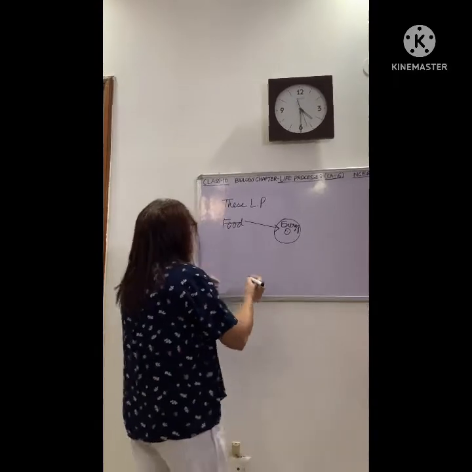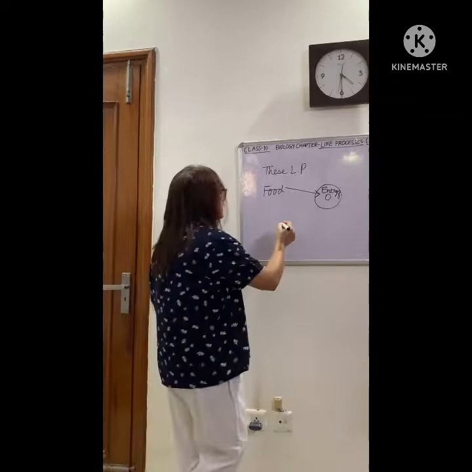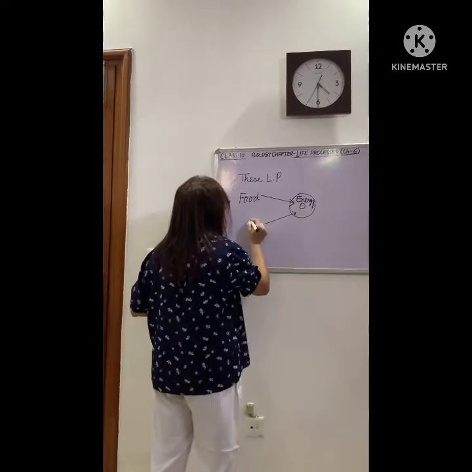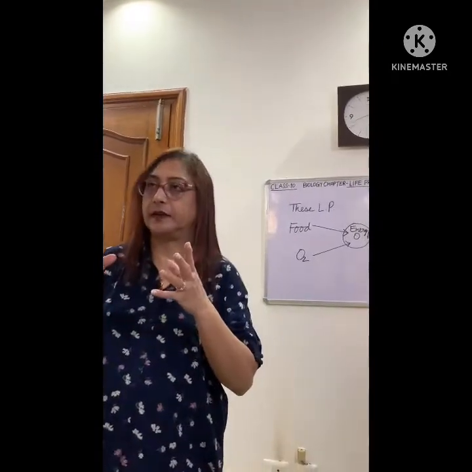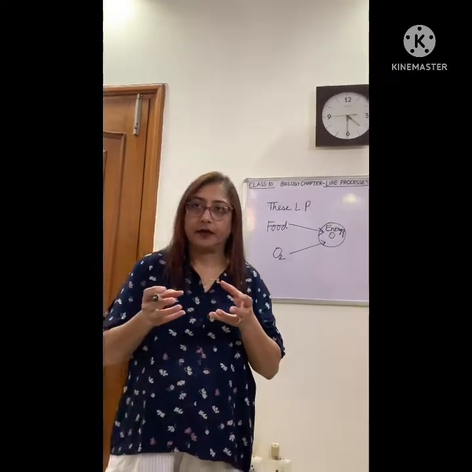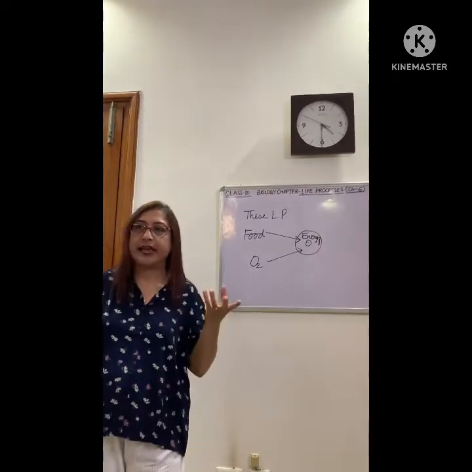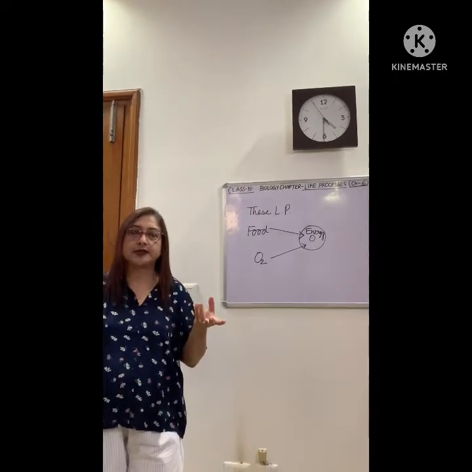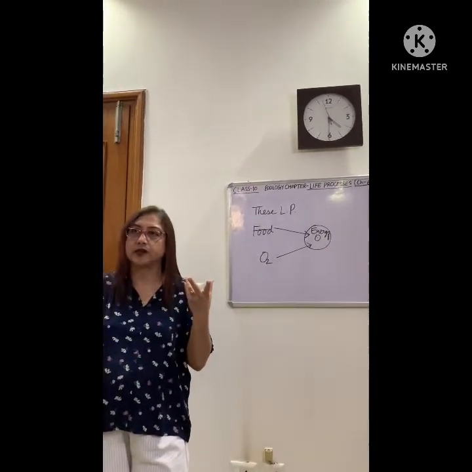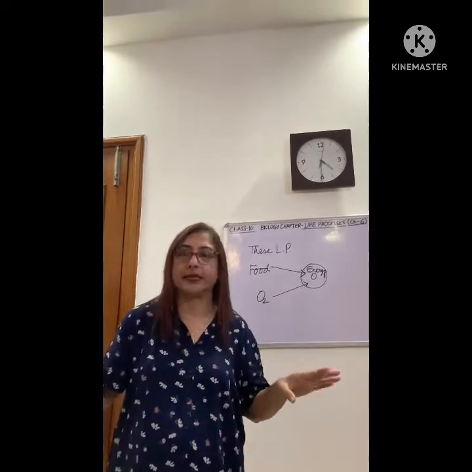And another thing a cell needs is oxygen. So we know the two things that we take externally are only the food and the air, that is oxygen. Nothing else does our body take from outside. It's just the food and the air, that is the oxygen, which we take inside our body, and we don't take anything else apart from this.